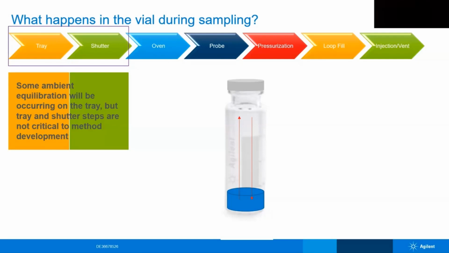Once we put the cap on our vial, that equilibration step begins. In some cases, that's adequate. In other cases, we need to allow a little bit more time. So while the standard equilibration will take place once the vial is capped, we load the vial on the tray. And then as the vial is being moved into the shutter position, these are all what we would call ambient equilibrations.